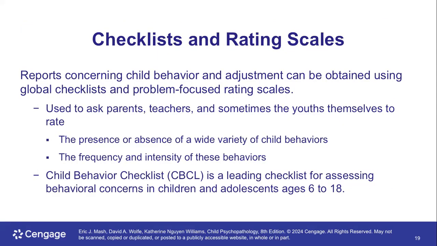Now, a third approach are checklists and rating scales. Now, checklists and rating scales, these are validated instruments that are designed to focus on one or more aspects of a child's functioning. When we talk about checklists, checklists tend to measure multiple aspects of the child's development, so they tend to be more global, whereas rating scales tend to be more specific to an individual aspect of functioning.